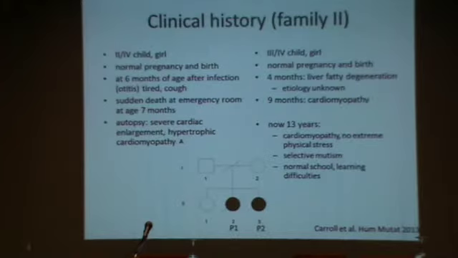Three slides of another family. There were also two diseased children. The first one also had a normal pregnancy and birth as the previous one, and then got an infection and suddenly started to develop this cardiomyopathy and unfortunately then died very quickly at the emergency.